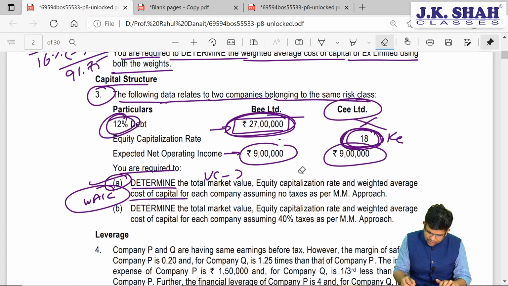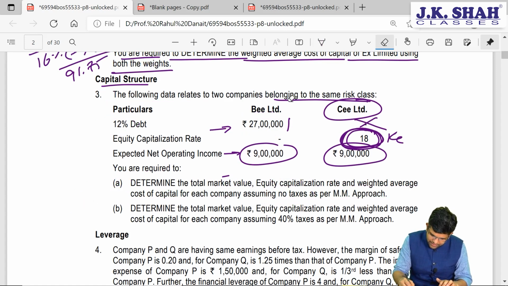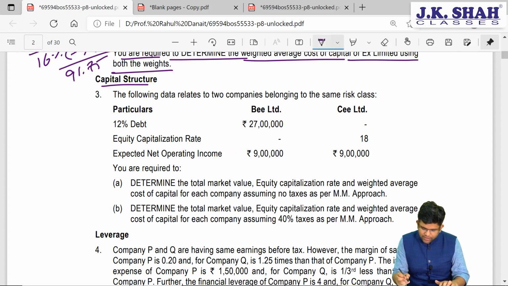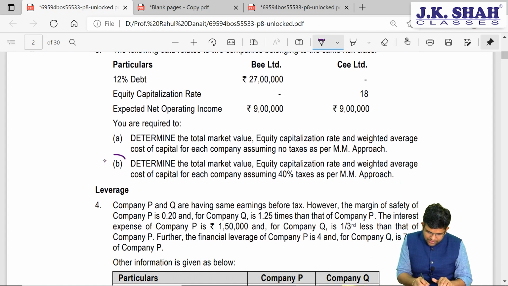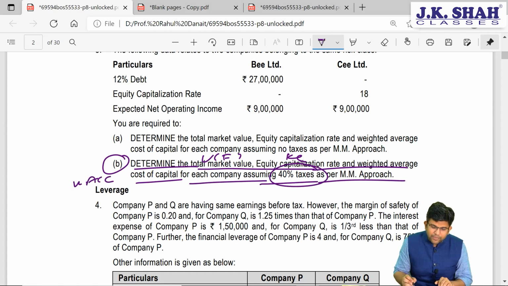Now students, let us go on to point number B. Now children, in point number B, let's see what they are saying. Everything is the same, it is just that they are now taking into consideration tax. So they are saying determine the value of firm, determine the KE, determine the WACC using approach for each company, but with a 40% tax.